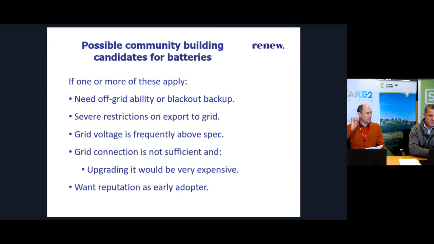Andrew, I might just jump in there. There's a couple of questions coming through, which is great. Thank you. Good one here from Carly: for a community building where maybe 8% of the usage is at night, outside the time of solar generation, is that a good enough reason to be thinking about that building as a candidate for batteries?